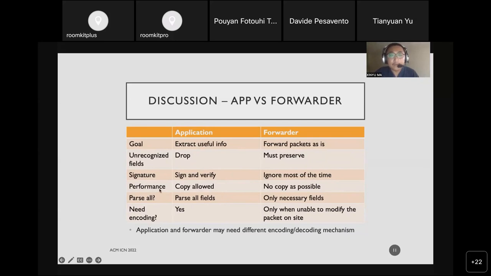And because the application has a lower performance requirement, extra copying is allowed. But the forwarder only cares about some necessary fields in the packet header, and to achieve higher performance, generally we want as few copies as we can. The application needs encoding for sure, but the forwarder only needs encoding when it is unable to modify the packet in place. That is, suppose we want to drop a forwarding hint or deduct the interest lifetime. If we can do it in place, that is, directly modify the wire instead of decoding and encoding it again, then we should do it in place. This suggests that since the application and forwarding may need very different encoding and decoding mechanisms, we should probably develop different models and different libraries for application and forwarding use.